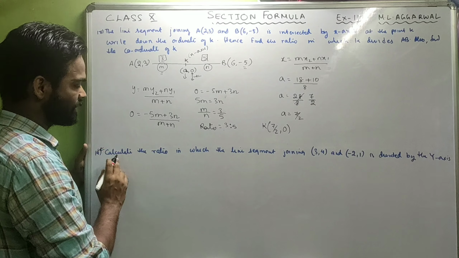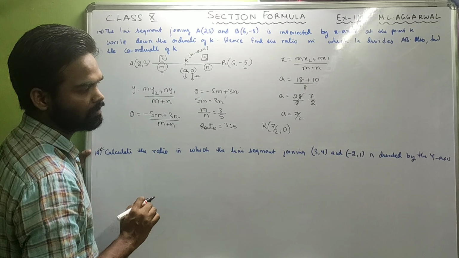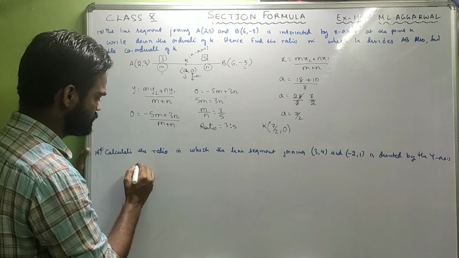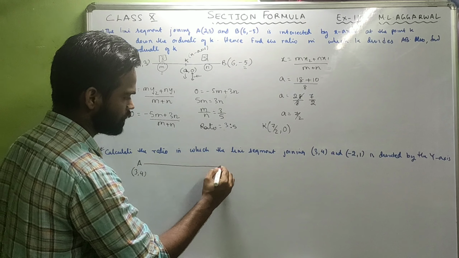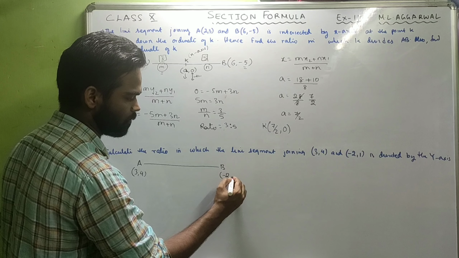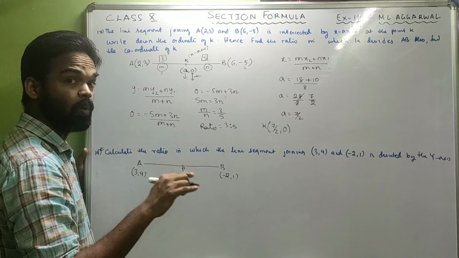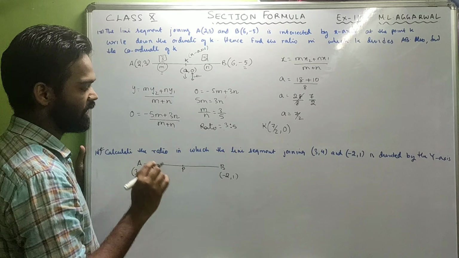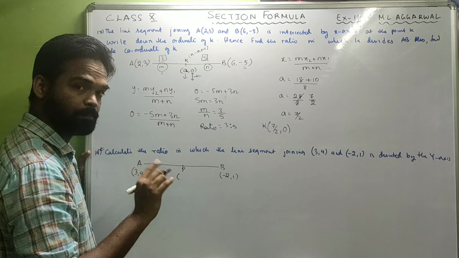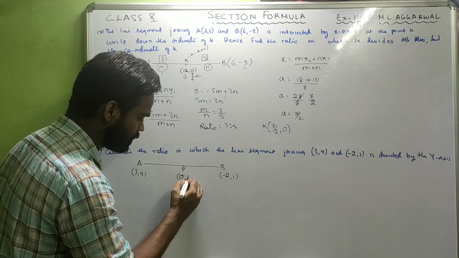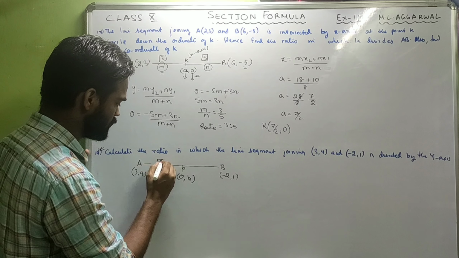Very interesting. Calculate the ratio in which the line segment joining 3 comma 4 and minus 2 comma 1 is divided by the y-axis. Very easy. Same way. See, suppose your A point is 3 comma 4 and your B point is minus 2 comma 1, divided by a point P, and P lies on the y-axis. Suppose the point is P, where it is divided by the y-axis. So the coordinate of P has to be in the form of 0 comma B. Any point on the y-axis is 0 comma B. Now suppose the ratio is m is to n.